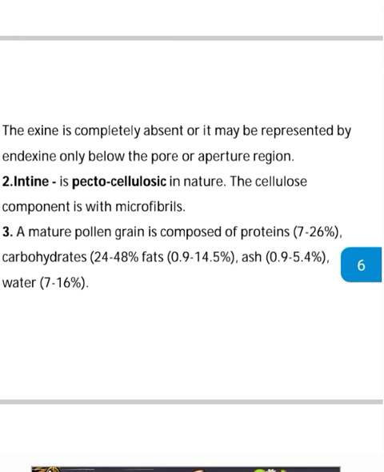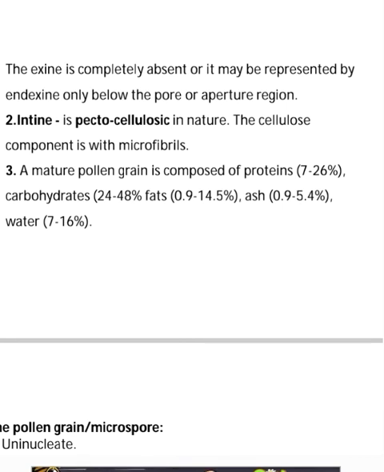Then intine. Below the exine, there is the intine. It is pectocellulosic in nature. Exine is sporopollenin and intine is pectocellulosic in nature. The cellulose component is with microfibrils.